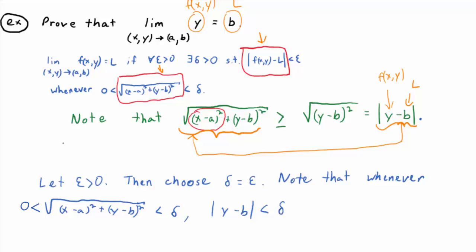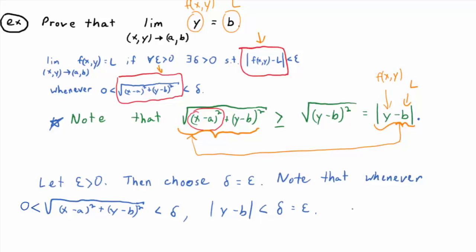Right? Didn't we establish that up here? But delta is equal to epsilon. So this completes the proof. This does it.